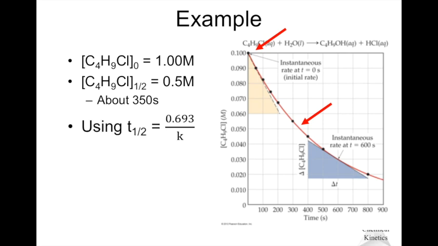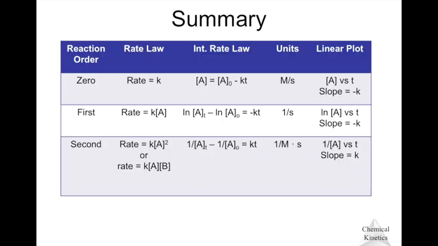So using our equation, time at 1/2 is 0.693 over k. We now know our time at 1/2, about 350 seconds. We can solve for k. And so our k is 2 times 10 to the minus 3 per second.